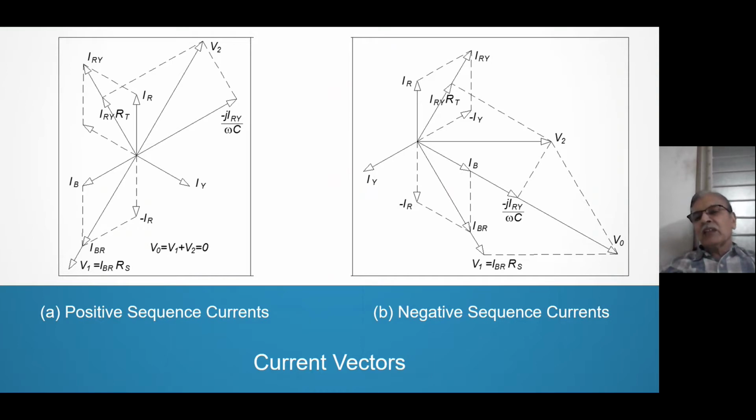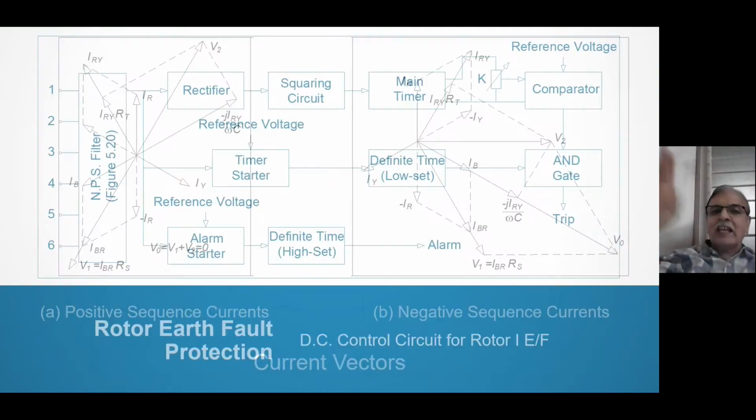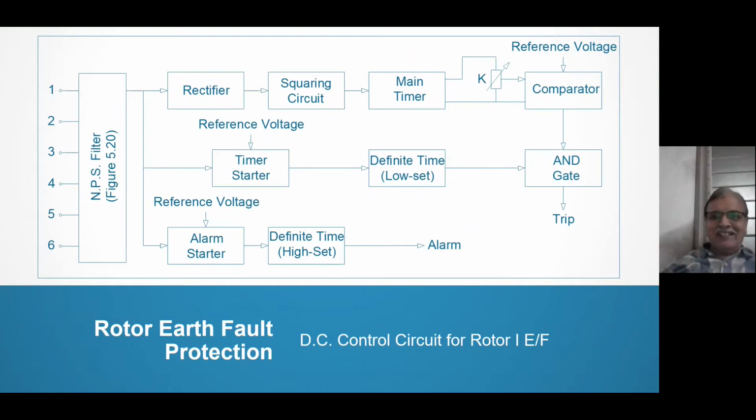V0 is very high, and that V0 is proportional to the negative phase sequence current, because this is purely negative phase sequence current. And this negative phase sequence current has to operate the relay. So now what is the relay? We have just extracted NPS. This is the NPS filter, figure 5.20, the earlier figure we have seen.